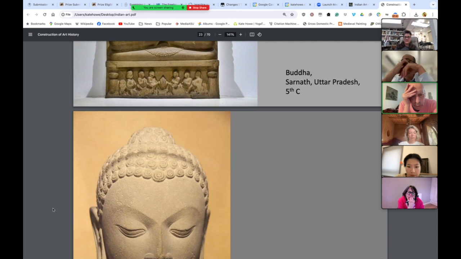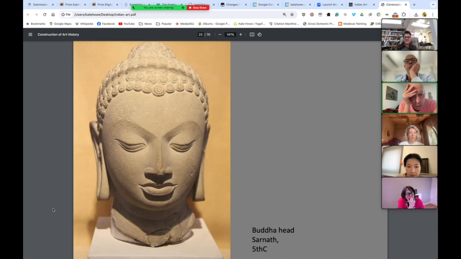The Buddha head from the fifth century is Gupta. Highly stylized. Elongated ears, all hearing. Almond-like eyes, all seeing.